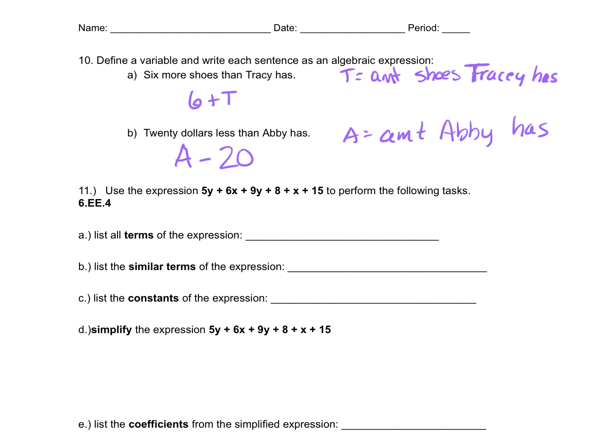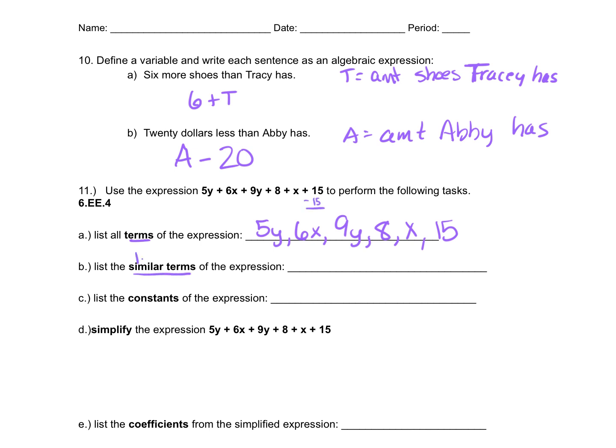All right, list all the terms. You have 6x. Oh, sorry. List all the terms. So I'm going to start with 5y, 6x, 9y, 8, so all the terms is everything, x, and then 15. Make sure you use the operation. So if this was minus 15, you would put negative 15.